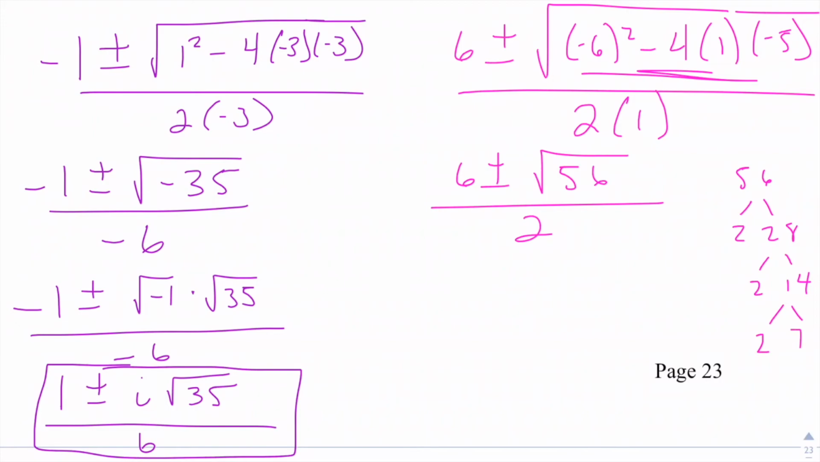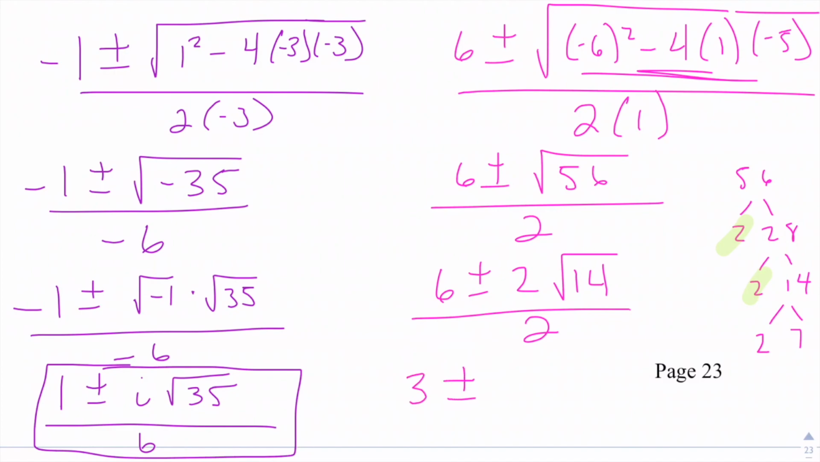I just drew out the prime factorization of 56 so that we could look for pairs, and we found one pair, so we could pop that 2 out very easily. So this would simplify to 6 plus or minus 2 times the square root of 14, all over 2, which simplifies to 3 plus or minus the square root of 14.